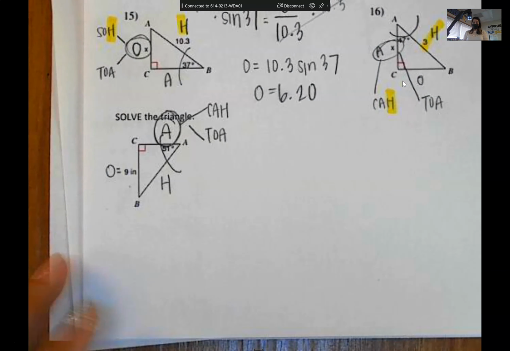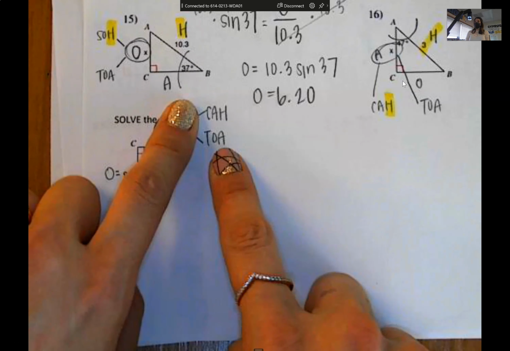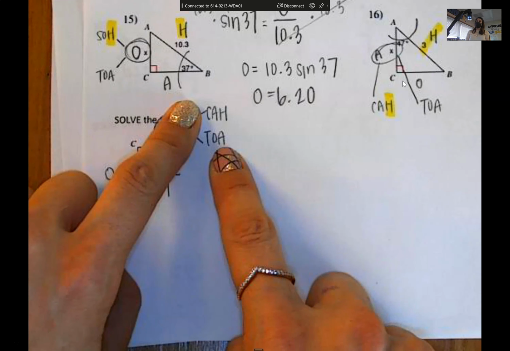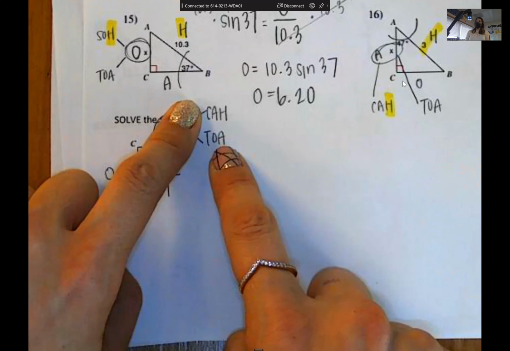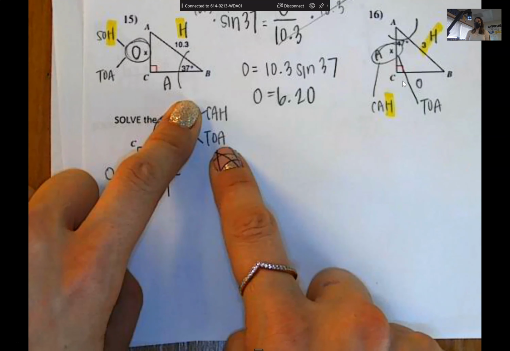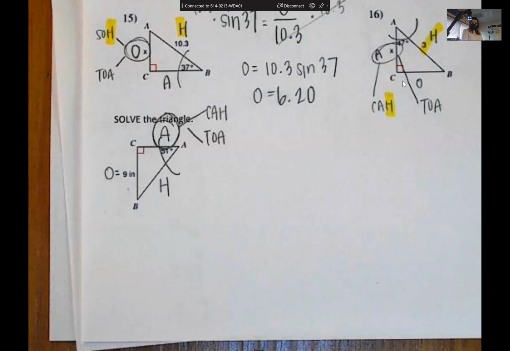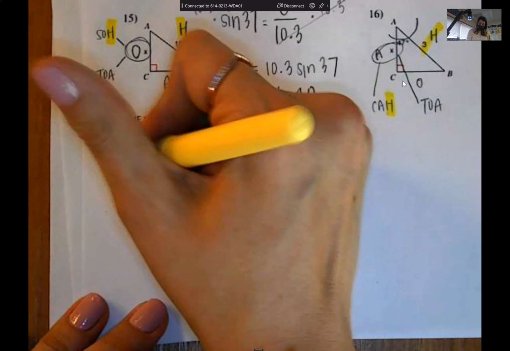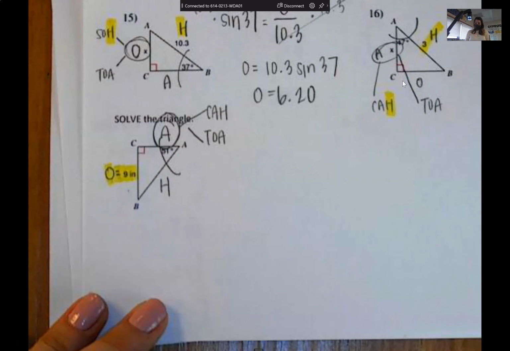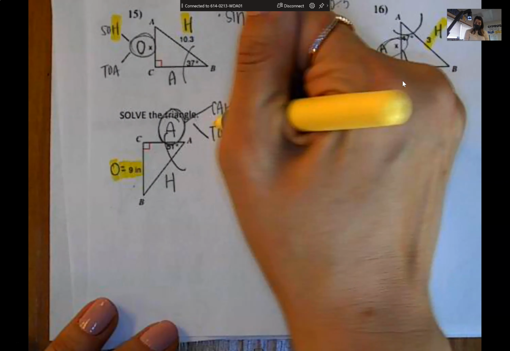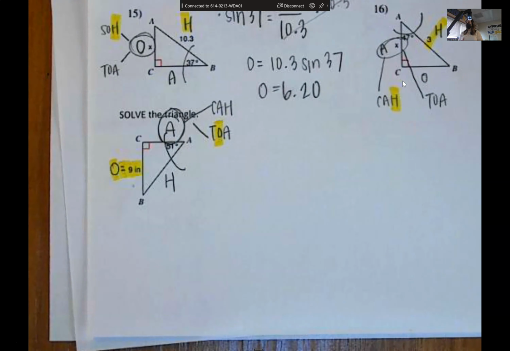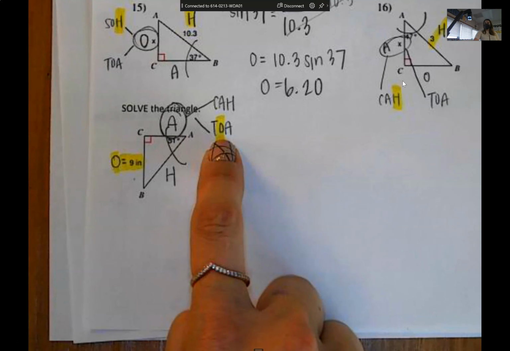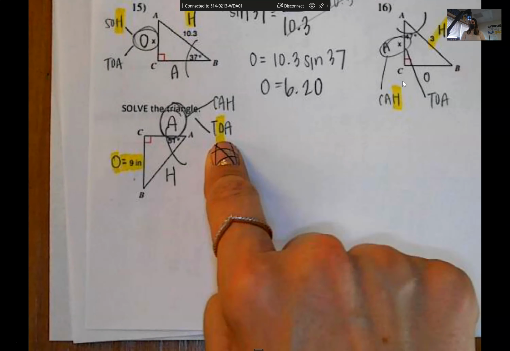How do I know that? Because I'm pulling the two trig functions that have adjacent. So out of SOHCAHTOA, CAH and TOA have the A. They gave me O. So of those two, the only one that has O is TOA. So now this one with the highlighted O is the one that I use.